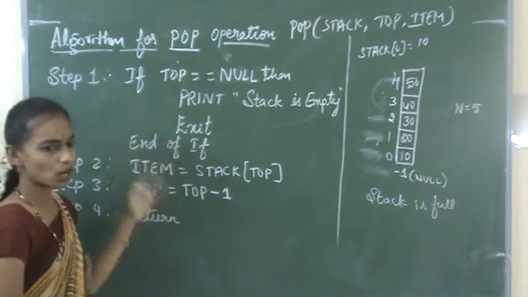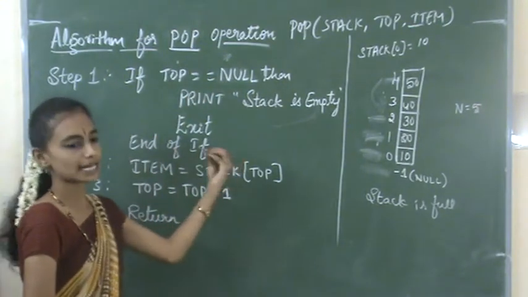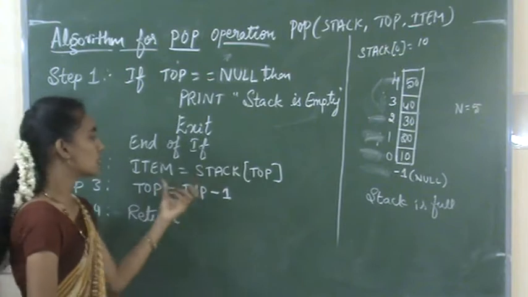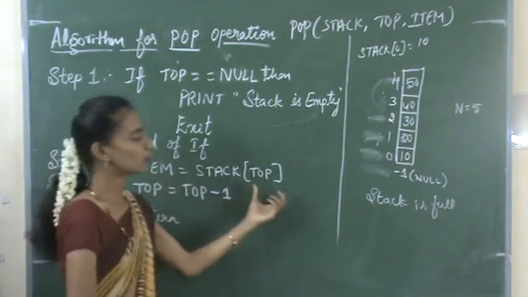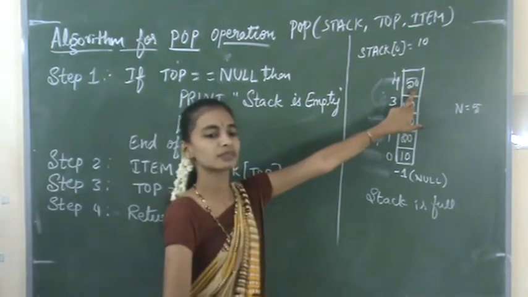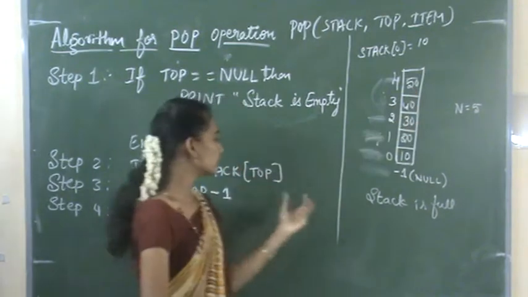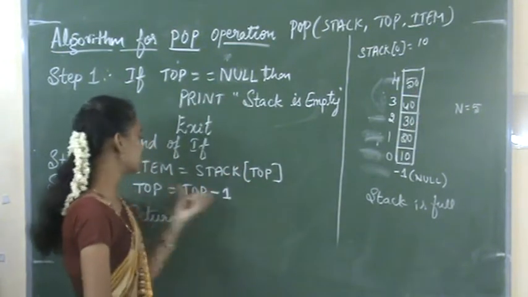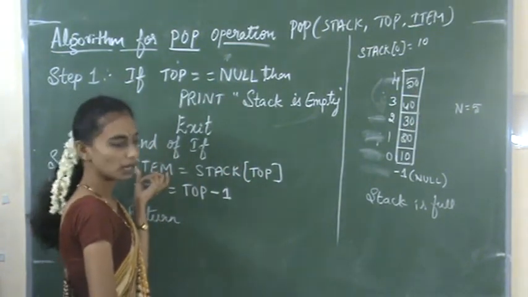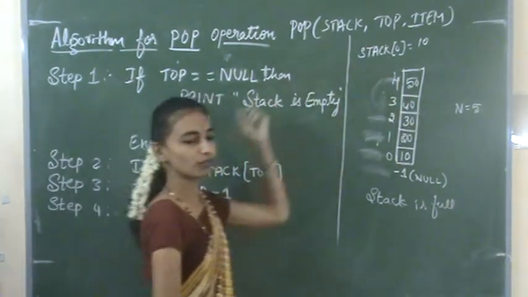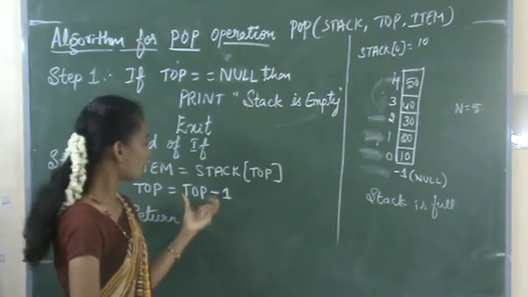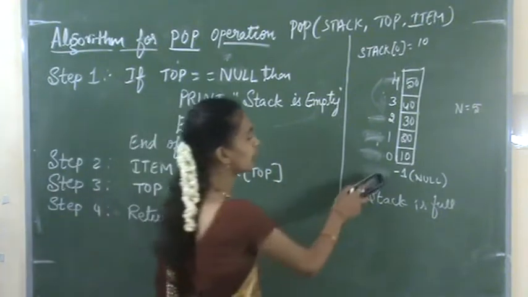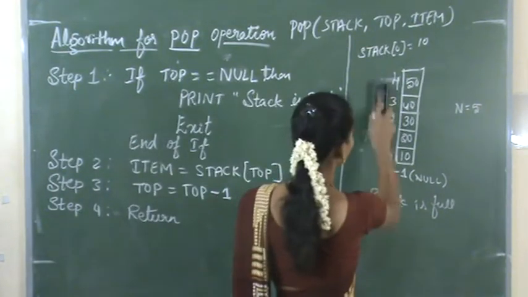If it is not empty, which means the stack contains elements, we have to remove the top of the stack element, so that the top of the stack element is assigned to a variable, which means we are removing it from the stack. After removing, we have to decrement the top value.